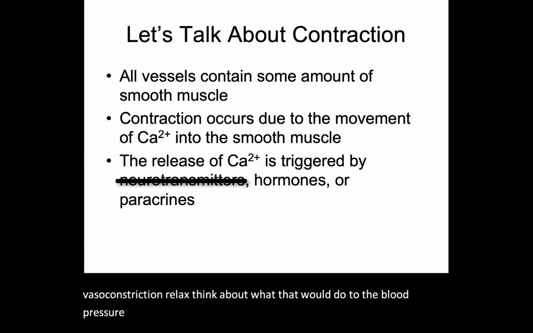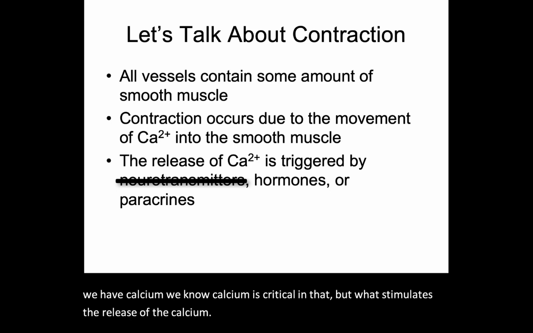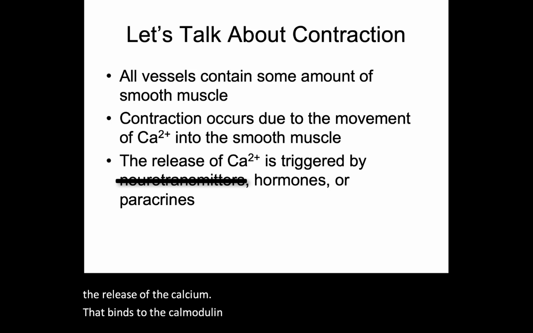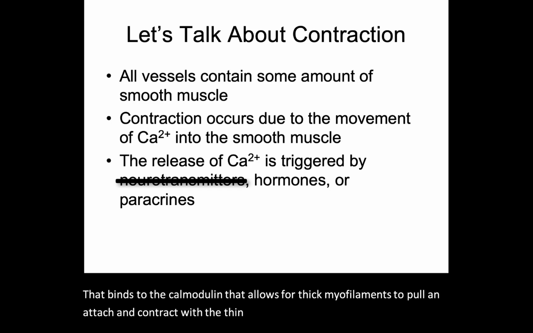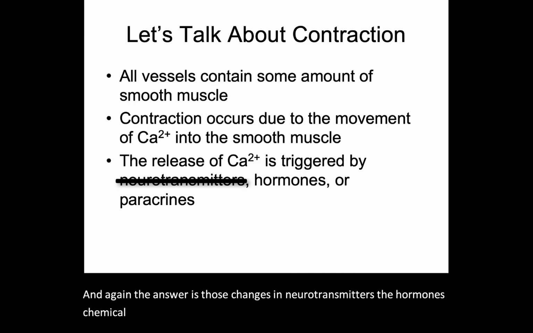So it's very important that, yes, we have calcium. We know calcium is critical in that. But what stimulates the release of the calcium that binds to the calmodulin, that allows for thick myofilaments to pull and attach and contract with the thin myofilaments in the absence of a sarcomere? And again, the answer is those changes in neurotransmitters, the hormones, chemical properties, pH, stretch receptors, right? Paracrines, remember, are simply hormones that are acting locally.